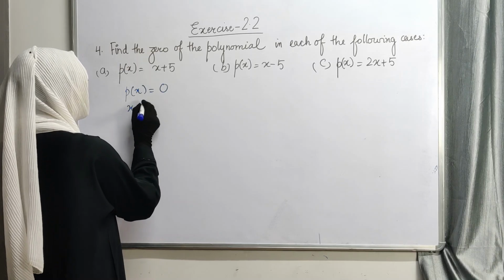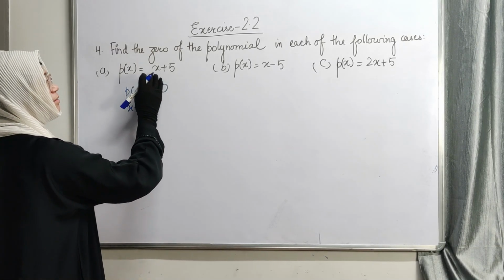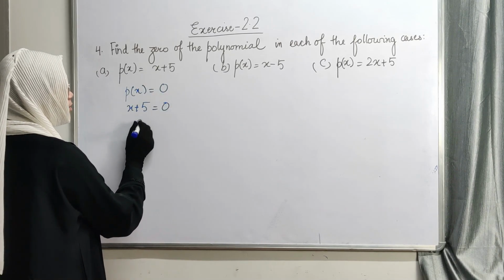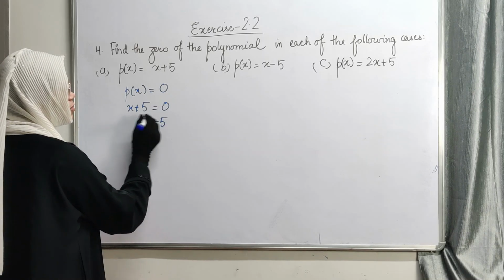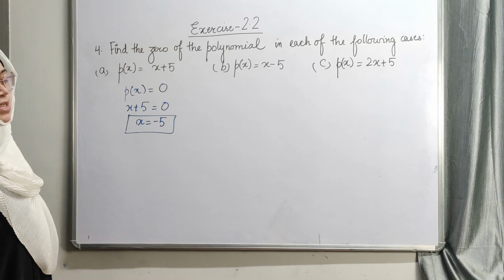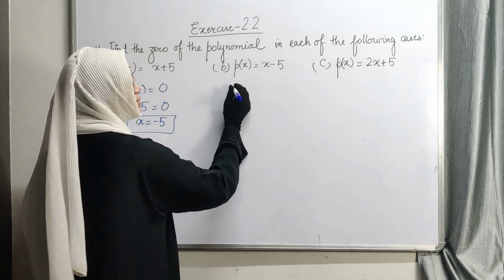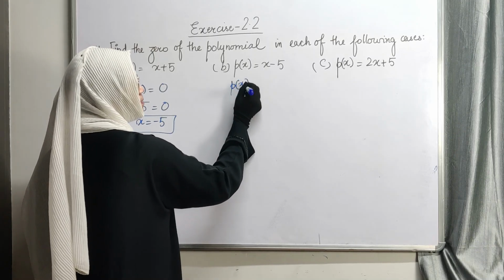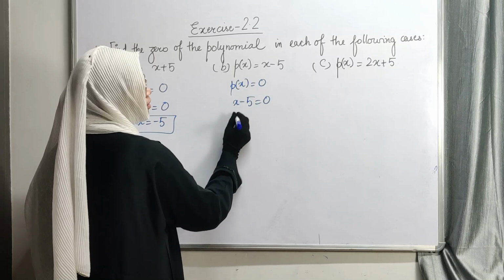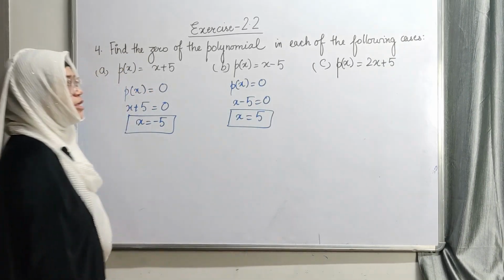and it will become like this. When we put p(x) equals 0, what is the value of p(x)? The value of p(x) is x plus 5. We simply put x plus 5 equals 0, and it will give us x equals minus 5, and minus 5 is the zero of p(x). Quickly move to b part. p(x) is equal to x minus 5. p(x) equals 0, x minus 5 equals 0. x will become 5, and this will be the zero of p(x).